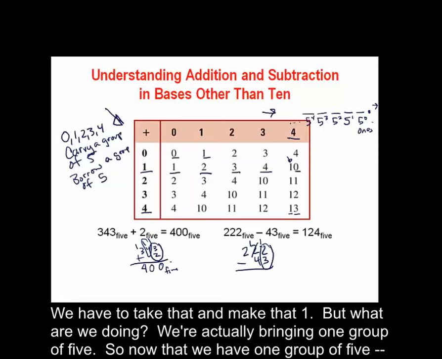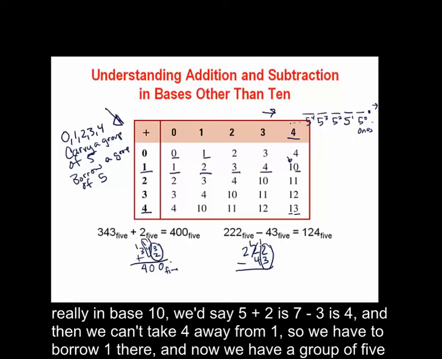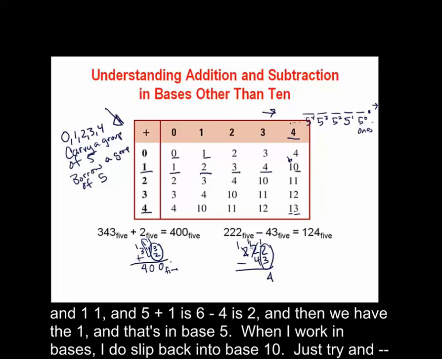So now that we have one group of 5, really in base 10 we'd say 5 plus 2 is 7, subtract 3 is 4. And then we can't take 4 away from 1, so we have to borrow 1 there. And now we have a group of 5 and 1. And 5 plus 1 is 6, minus 4 is 2. And then we have the 1, and that's in base 5.